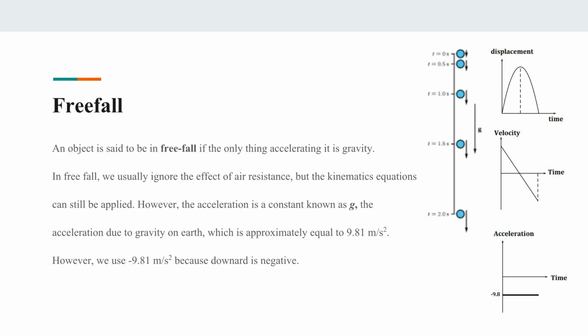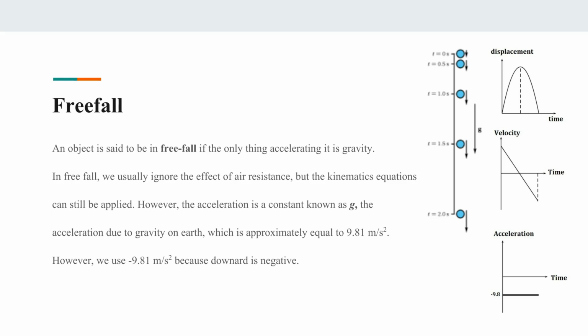So now we're going to talk about free fall. An object is said to be in free fall if the only thing accelerating it is gravity. Free fall will ignore the effect of air resistance, but the kinematics equations can still be applied. The acceleration is a constant known as g, the acceleration due to gravity on Earth, which is approximately equal to 9.81 meters per second squared. However, in kinematics, we'll use the negative because downward is negative and signs matter.